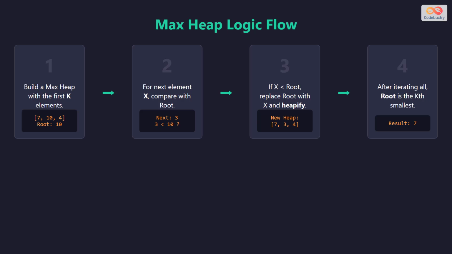Here is how it works. We fill the heap with the first k elements. Then, for every subsequent element in the array, we compare it with the heap's root. If the new element is smaller than the root, we remove the root and insert the new element. By the end, the root of the heap is exactly the Kth smallest element.